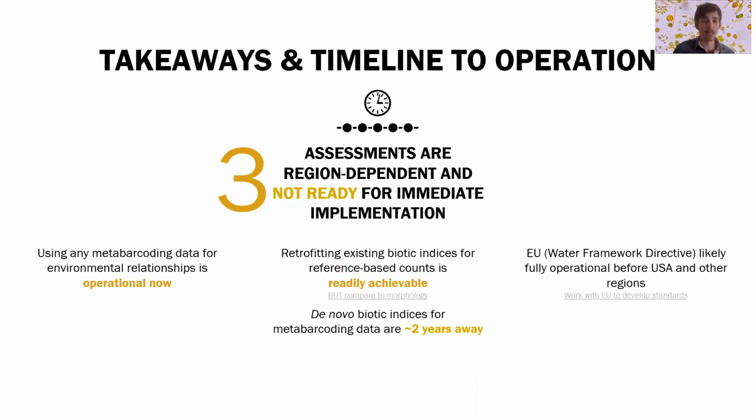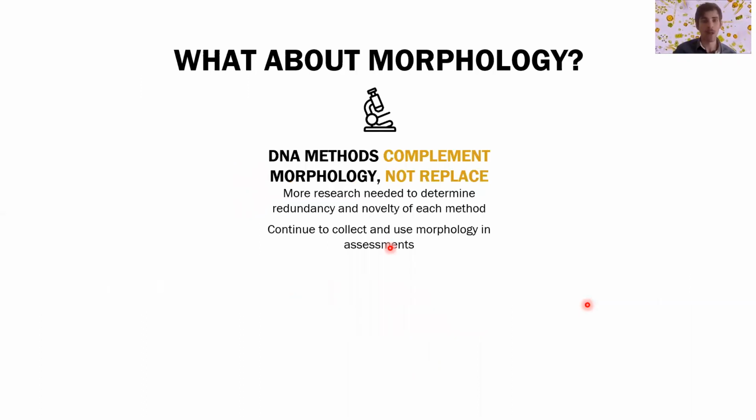De novo biotic indices are probably 2-ish years away for some regions, and I would say that folks in the EU have been working on this more intensively than here in the United States. So those will likely be fully operational before the USA and other regions, but we can work with those research groups and agencies to learn from what they've done and to coordinate with them.